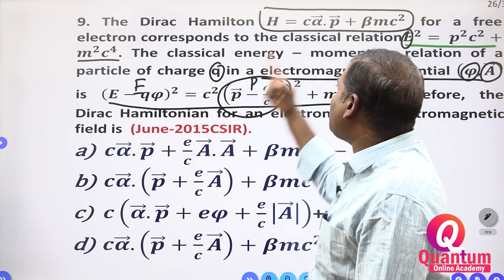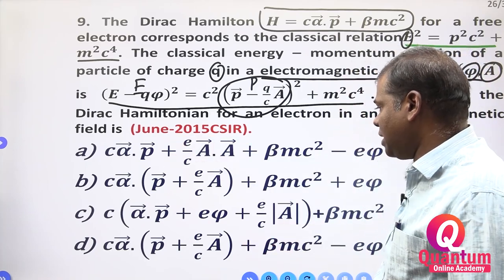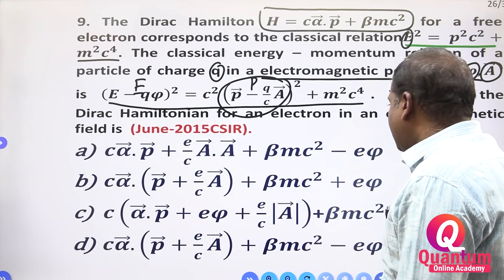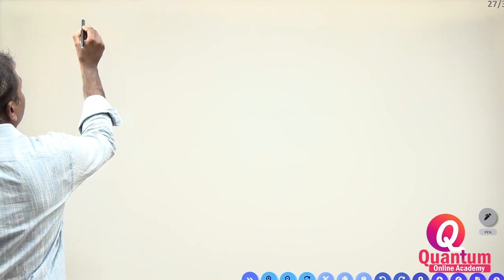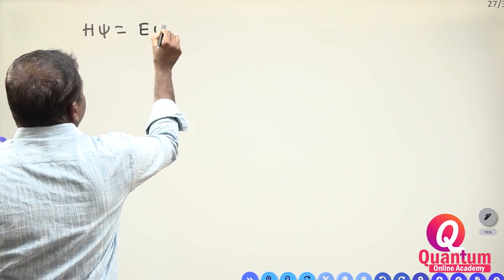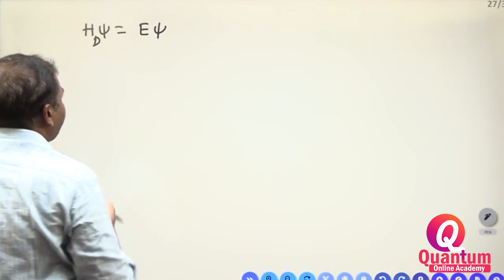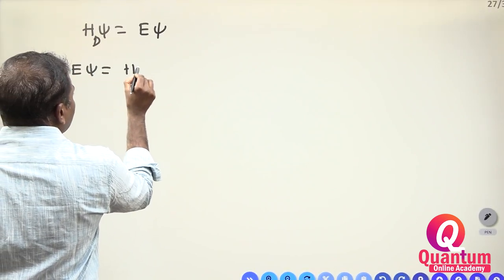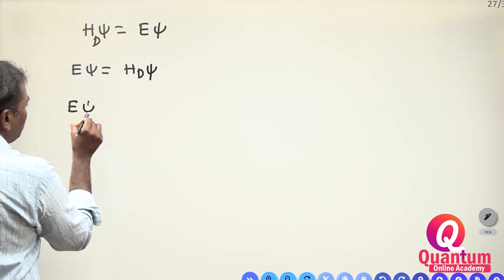Therefore, the Dirac Hamiltonian in electromagnetic field, how will it become? We have to solve. What are the options once you have to see? But you know what is the Schrodinger wave equation? Hψ is equal to Eψ. This is the Schrodinger wave equation. Here, H_D, Dirac equation we are writing. Therefore, Eψ is equal to Dirac Hamiltonian into ψ.